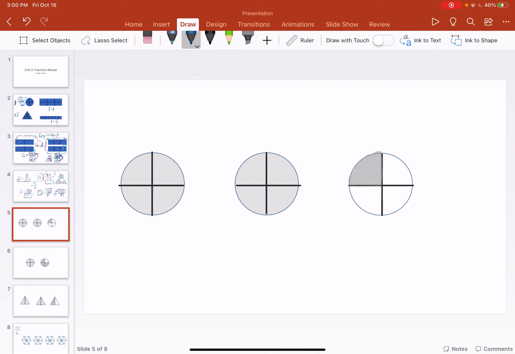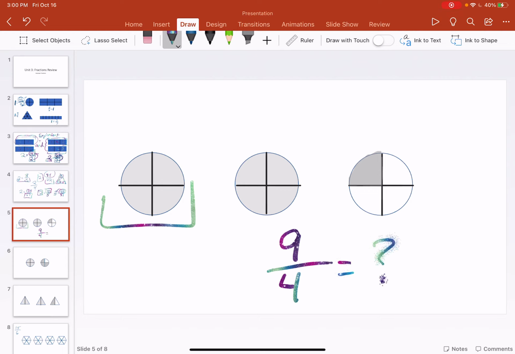Wasn't a trick question. Okay, so how many pieces are shaded? All right, so there's 9 shaded pieces. Now, if I look at my 1 pizza, how many pieces are there? So there's 4 pieces. So if I'm going to write this as an improper fraction, I'm going to write it as 9 over 4. But what if I wanted to write it as a mixed number? How would I figure out what that is?